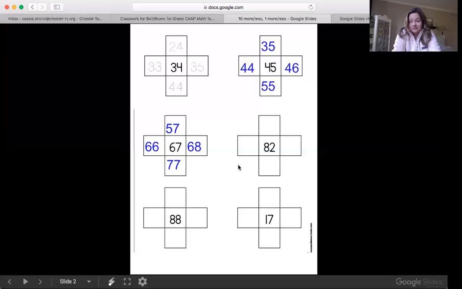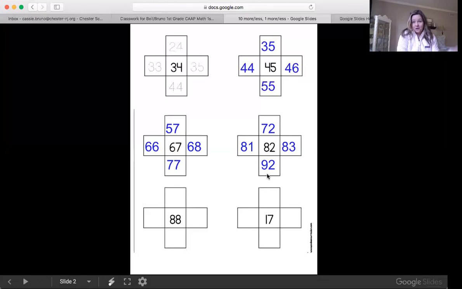All right, we're going to do one more together. We're at 82. We're going to do the ones. So what comes before 82? Remember, the ones place is what's going to change. 81. So 81, 82, 83. Good. Time for the tens. The tens place is going to change. So 10 less than 82 is 72. So 72, 82. 10 more would be 92. Awesome.